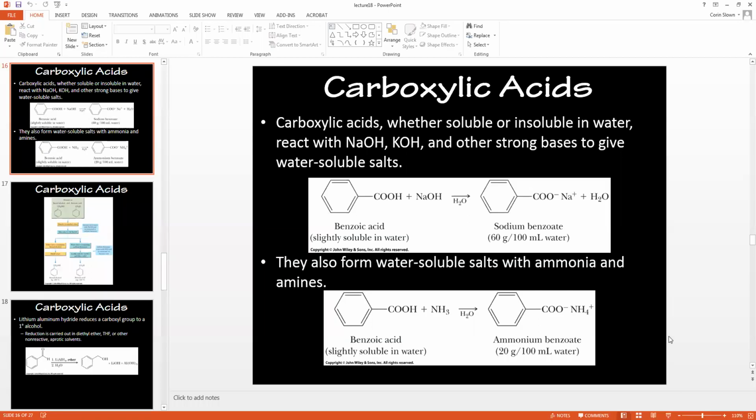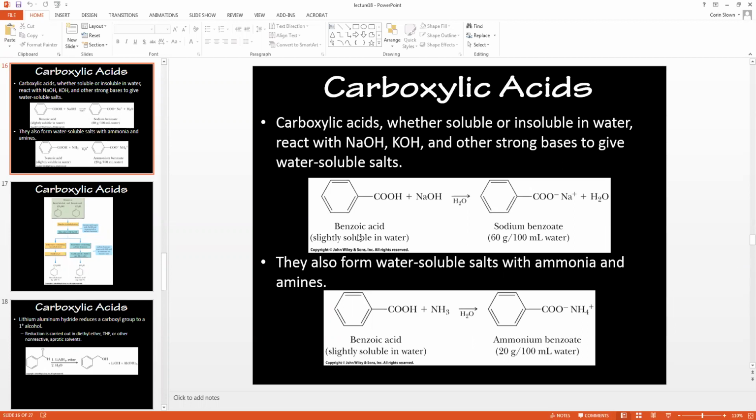So the last time that we talked, we were taking a look at carboxylic acids, and we had made the observation that regardless of whether or not they were soluble or insoluble in water, they would react with sodium hydroxide or potassium hydroxide or other types of strong bases to give water-soluble salts. Now, this is really important because part of what we're thinking about doing is our ability to both make, but then also separate carboxylic acids away from other types of functional groups.